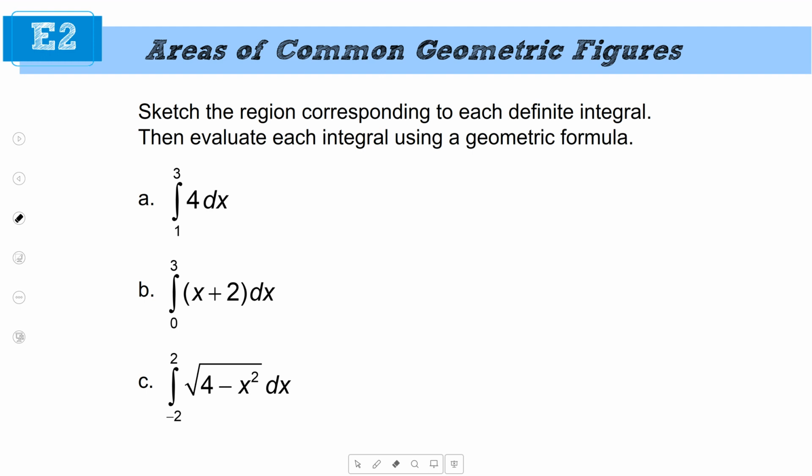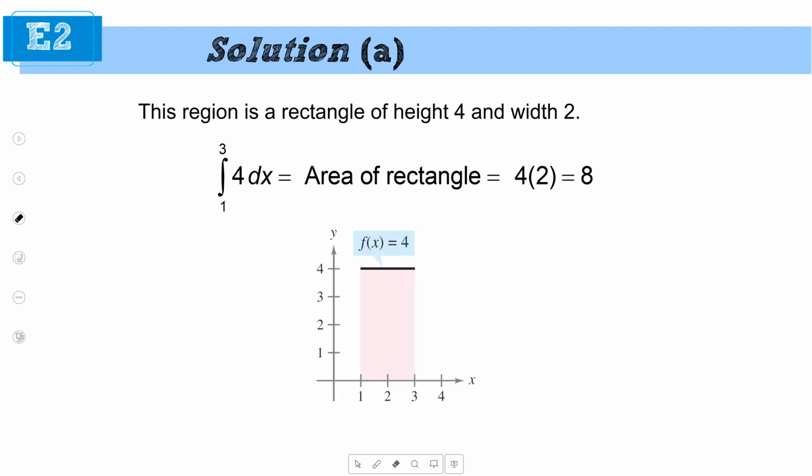And also, like, I have... Okay, so stop what you're doing. Here's number 1. We talked about that already. The function 4 is a horizontal line. We're looking for the area from 1 to 3.